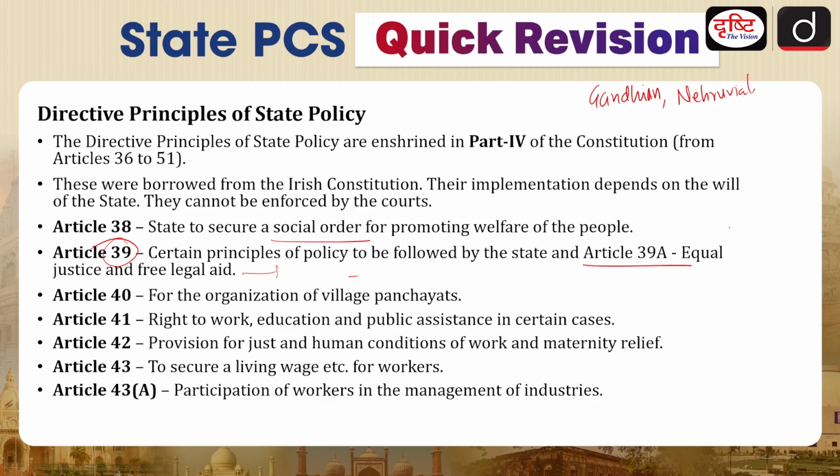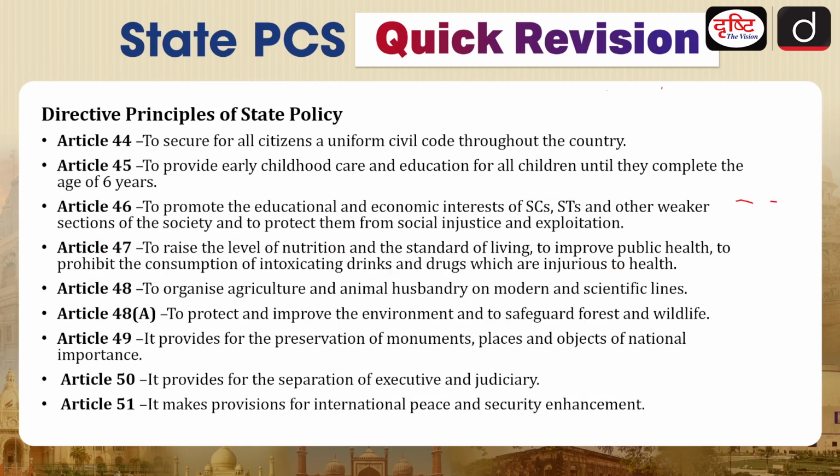Earlier we have given them the right that there should be an equal wage and a living wage, and later we are saying that labor should also participate in management. Article 44 is talking about UCC. You know that recently Uttarakhand has gone for implementing the UCC. Earlier, Goa already had this.